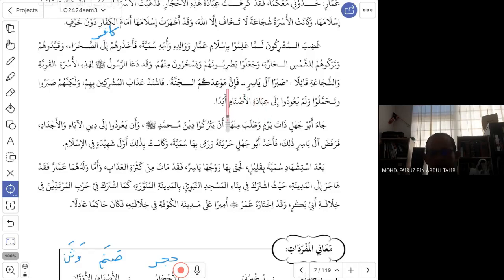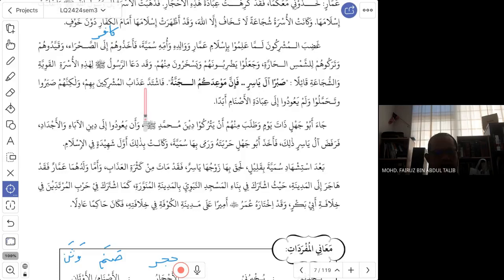Fa inna maw'idakumul jannah. Indeed, your maw'id. Maw'id is the place that has been promised. This is from the word wa'ada, to promise. Maw'id, the ma here is referring to the place. The place that has been promised for you is Jannah, is the heaven.